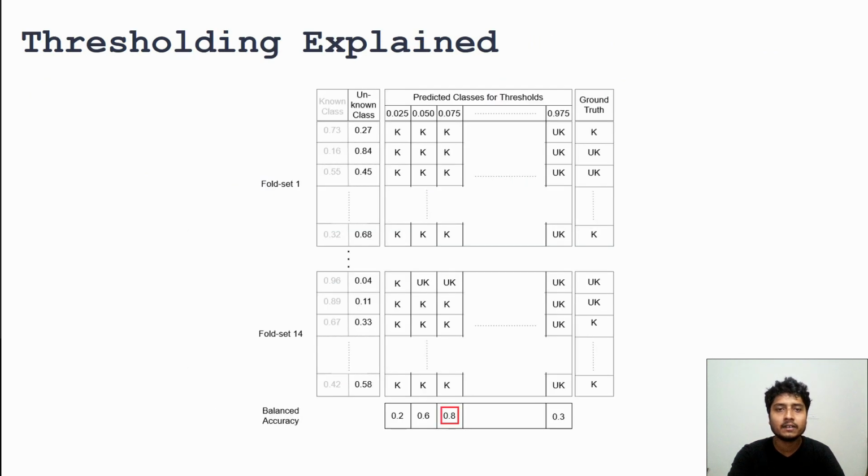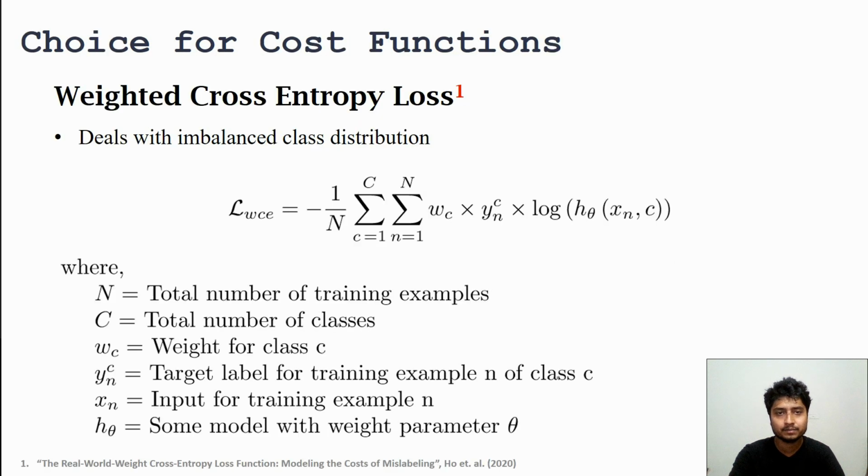Using the unknown class probabilities for the validation set, we perform a grid search over the thresholds to obtain the balanced accuracies. The threshold for the particular CSKSU module for a known class is then empirically decided based on the balanced accuracies. Our choice of cross entropy is based on the class imbalance problem.